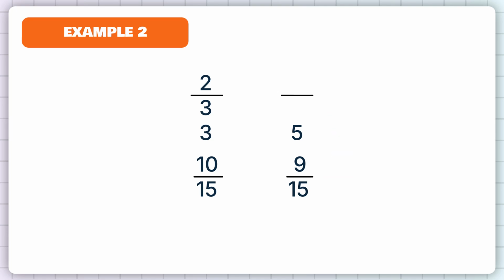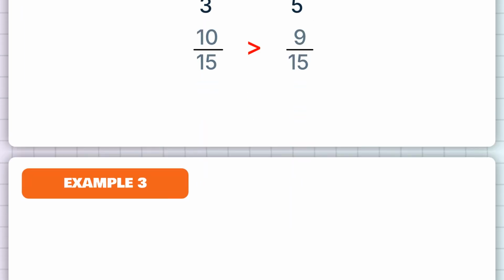Now we can compare the numerators. We have 10 and 9. Since 10 is greater than 9, 2/3 is greater than 3/5. Let's look at an example with more complex fractions. Let's compare 7/12 and 5/8.